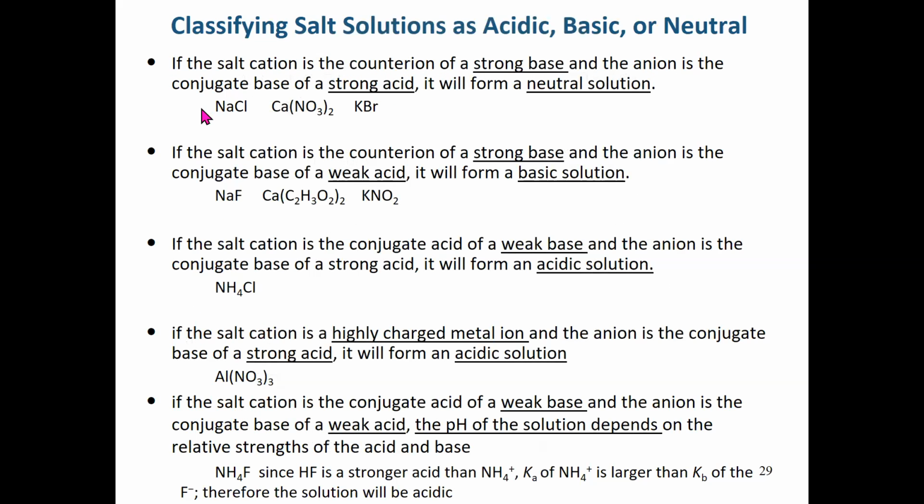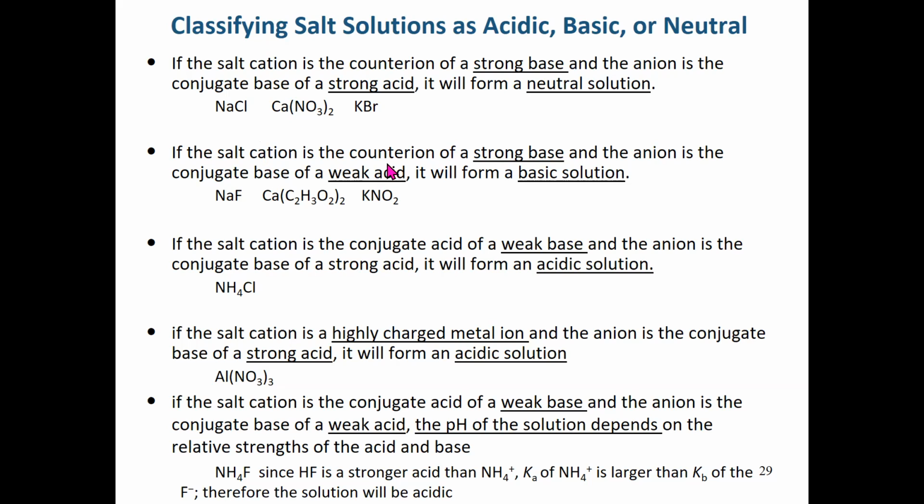So just going over some of those rules for classifying the salts as acidic, basic, or neutral. If the salt cation is the counterion of a strong base, and the anion is the conjugate base of a strong acid, it'll form a neutral solution. Think about sodium chloride coming from sodium hydroxide and the Cl from HCl, or calcium hydroxide and nitric acid producing this neutral calcium nitrate salt. So these are all neutral examples. If you were to put these in water, the pH would be 7.